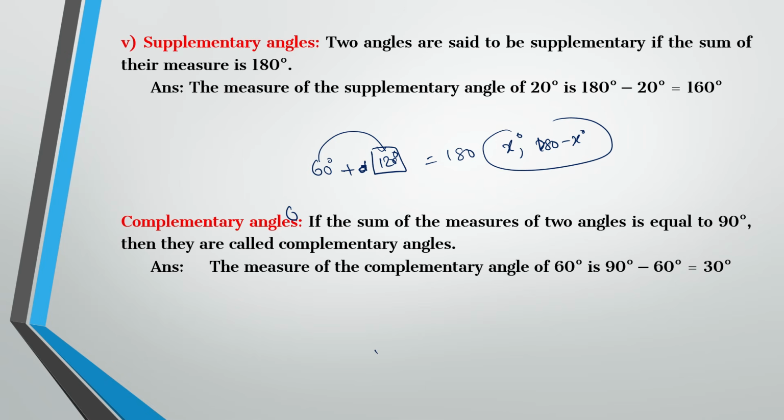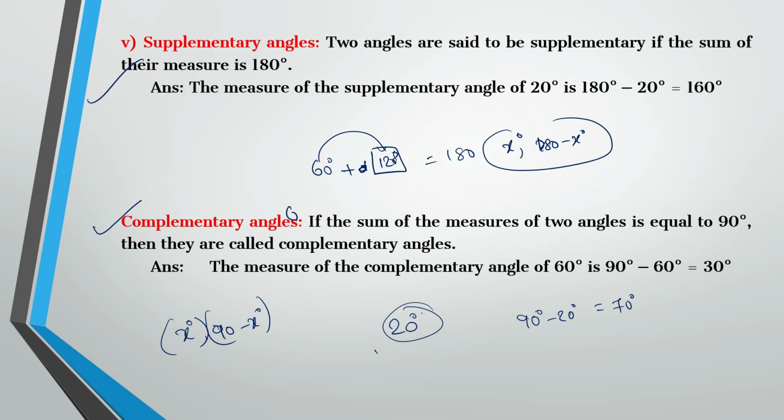In the same manner, if you take 20 degrees, what is the complementary angle of 20 degrees? In order to find the complementary angle of 20 degrees, we should subtract 20 degrees from 90, that is 70 degrees. That's the reason two complementary angles are in the form of x degrees and 90 minus x degrees. Most of the questions appear on these two bases: supplementary angles and complementary angles.